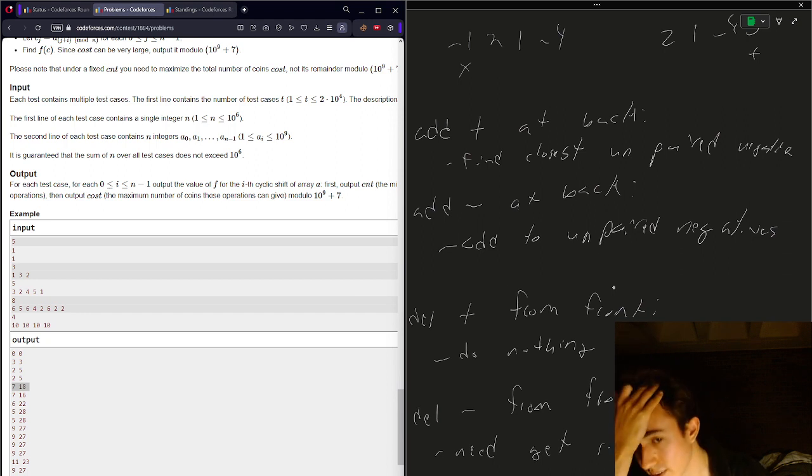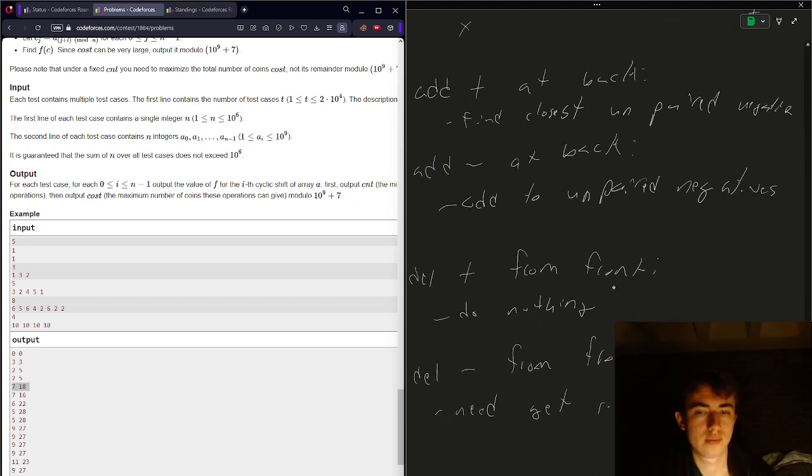And then, not only do we need to get rid of all pairs, we need to maybe pair with new values. That's not very ideal. How much time do we have?